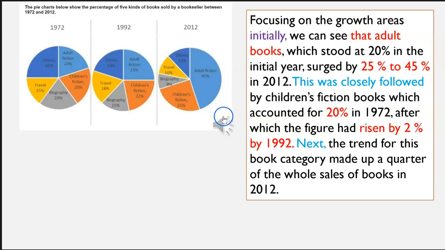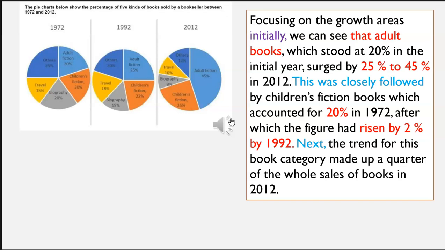Here we go. Okay, continuing. Focusing on the growth areas initially, we can see that adult books, which stood at 20% in the initial year, surged by 25% to 45% in 2012. This was closely followed by children's fiction books, which accounted for 20% in 1972, after which the figure had risen by 2% by 1992. Next, the trend for this book category made up a quarter of the whole sales of books in 2012.